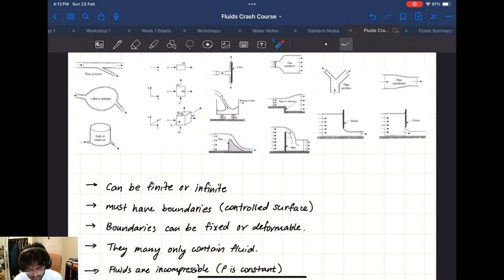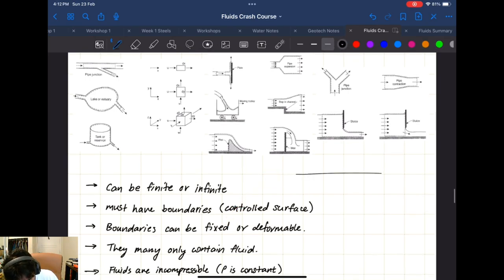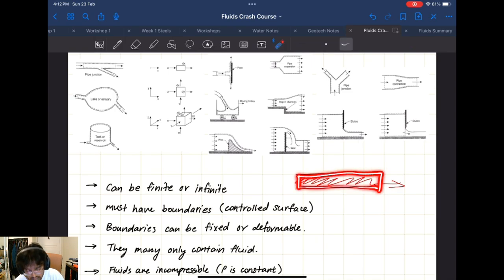An example of fixed, first of all, is two fixed pipes, and there's going to be water within here traveling like that. So our control volume is just going to be something like this, and it's cut off by these two.